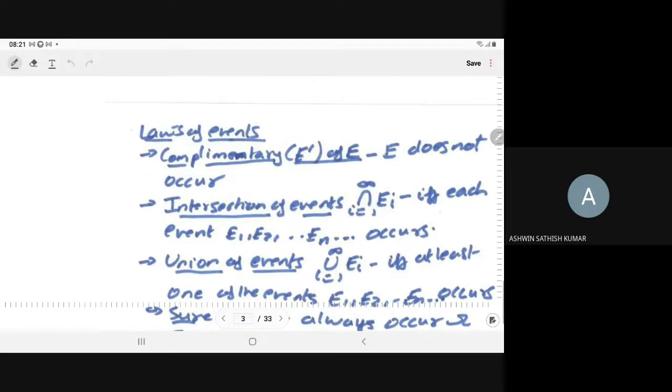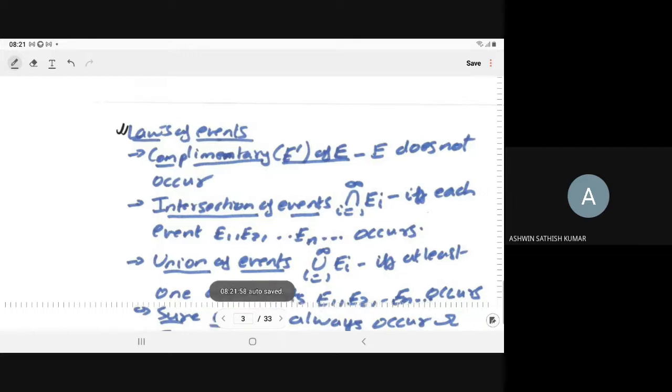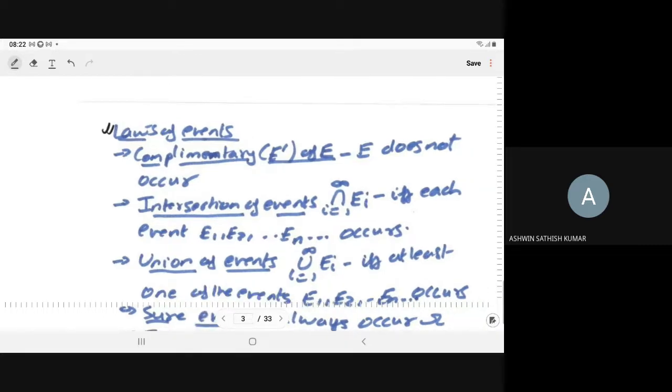Now, laws of the event. So you have the idea what is the complementary event. Complementary event means E does not occur. If I am saying that E is an even number, its complementary event is the odd number. So when odd is occurring, E is not occurring. E does not occur, that represents the complement.